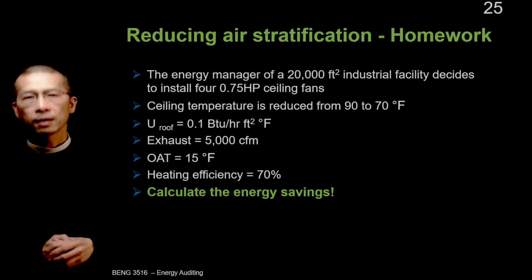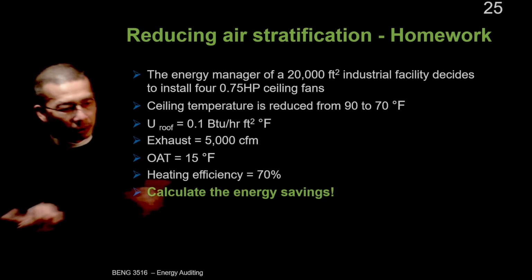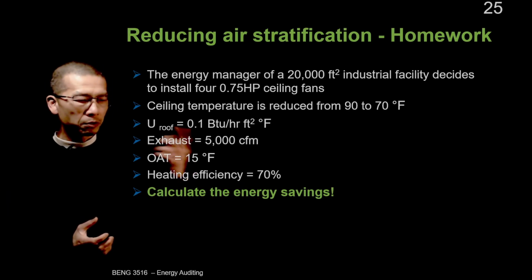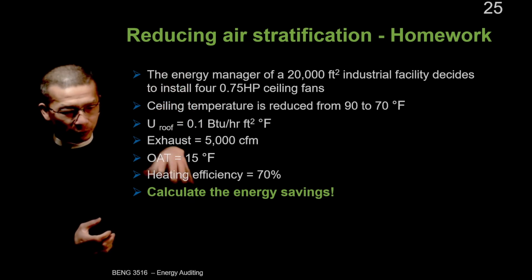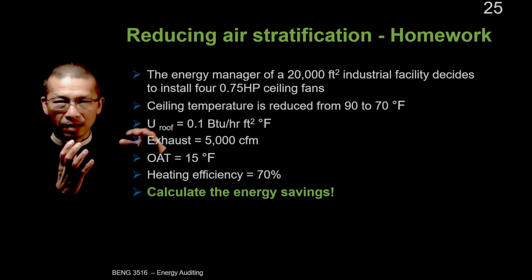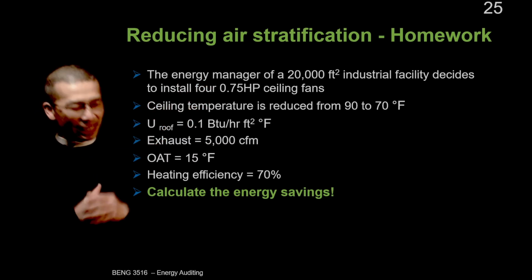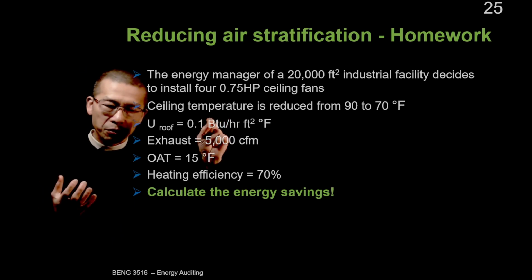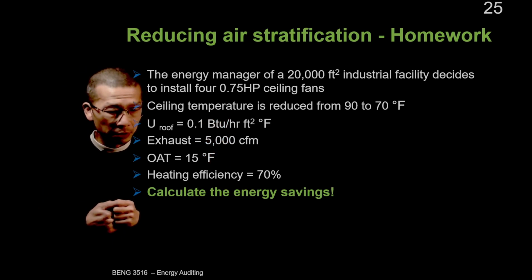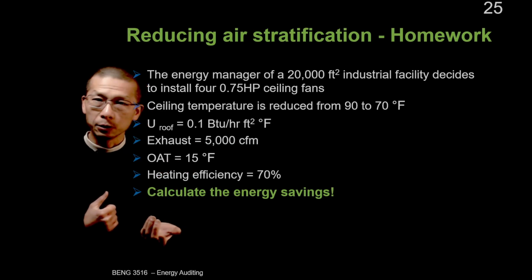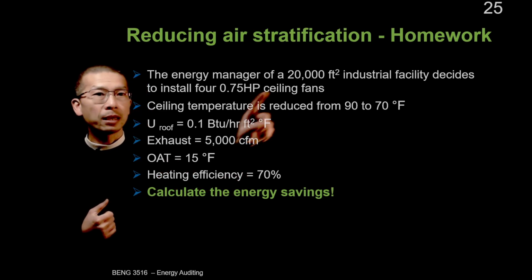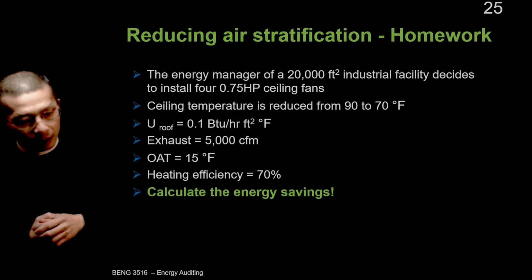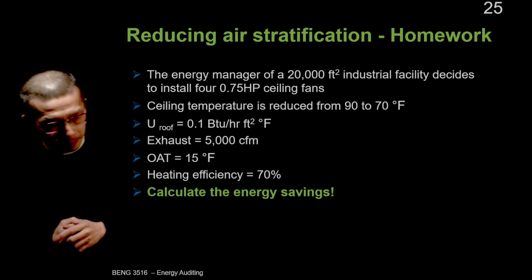Another question to work on here, right? So a 20,000 square feet industrial facility, you want to install ceiling fans to reduce the air stratification using 0.75 horsepower. So we do need to use some energy. Temperature is reduced from 90; by installing the fan, we reduce it to 70 degrees Fahrenheit. U value is given as 0.1.